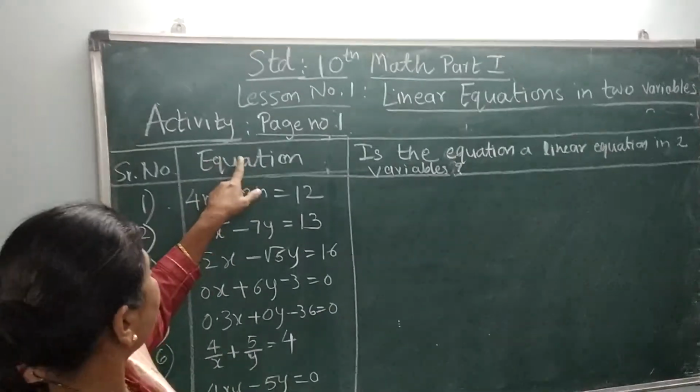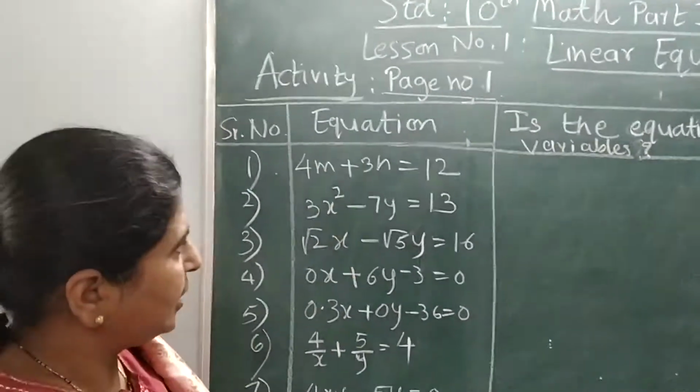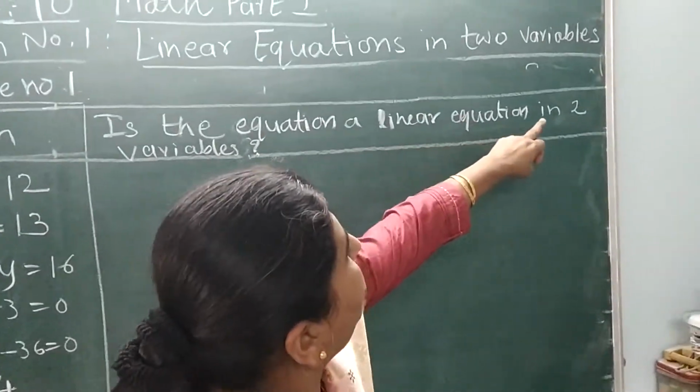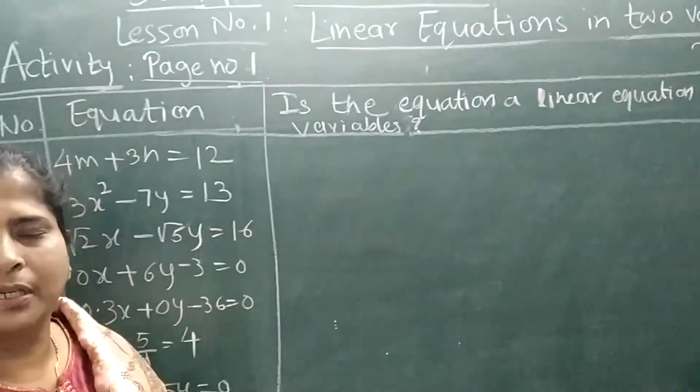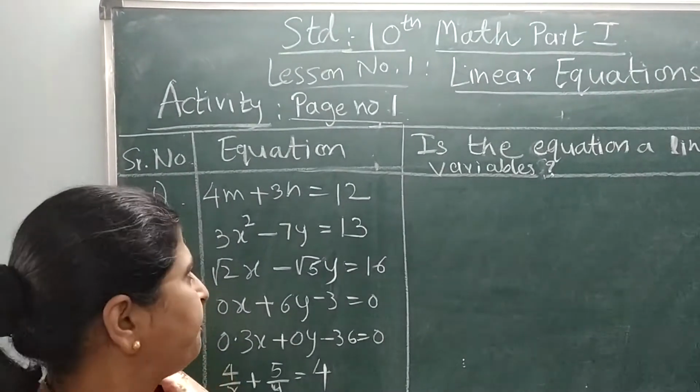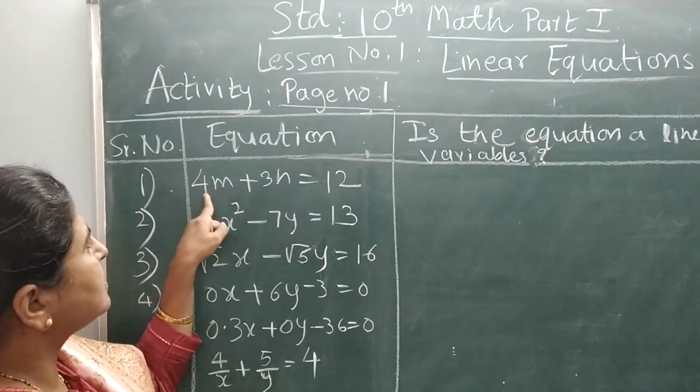This activity is with the given equations, and we have to identify whether the equation is a linear equation in two variables. This is our question. We have to identify and write yes or no. So let's see the first equation.